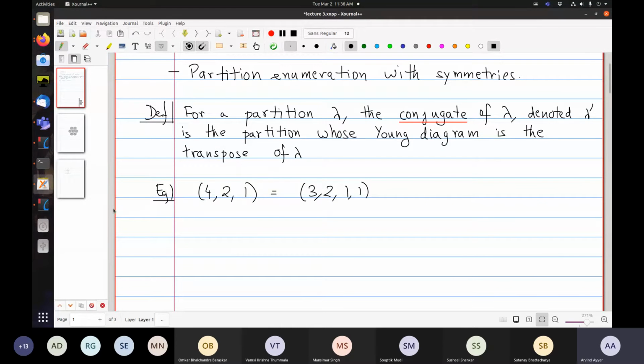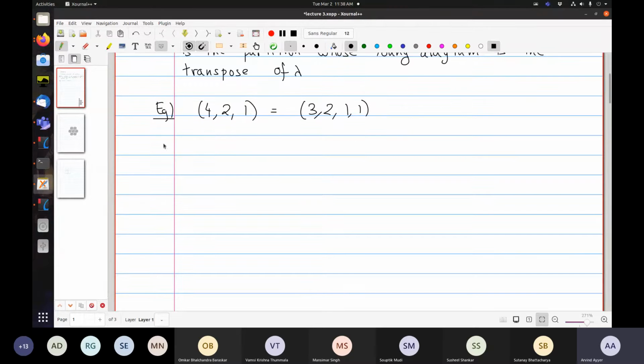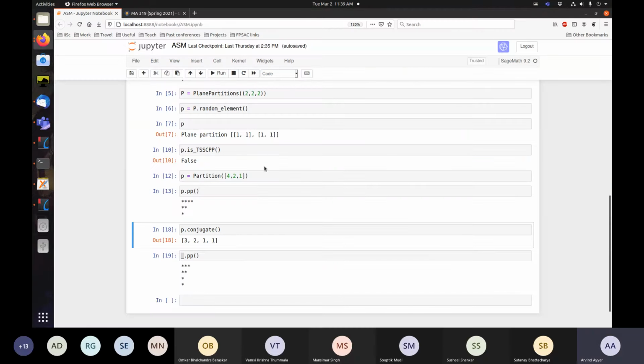Okay, so then the question that I want to ask is, now I can state it easier. What is the sum of lambda inside an m by m square such that lambda equals lambda conjugate of q to the size of lambda? What is this equal to? This again I'll give you as a homework problem. Okay, so these are symmetric partitions. Let me show you how to do this in Sage.